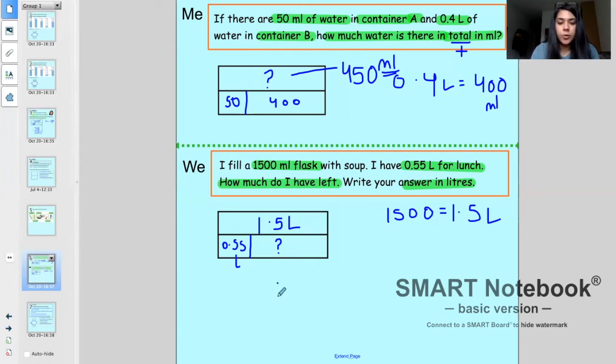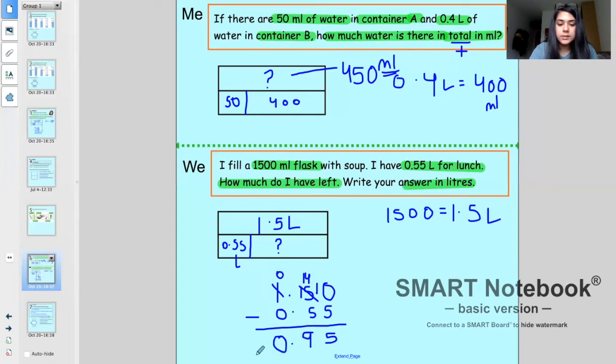So we've got 1.5 take away 0.55, and I'll put a placeholder here. So 0 take away 5, we can't do that. So I'm going to regroup here. So there we go. Okay, so 10 take away 5 gives us 5. 14 take away 5 gives us 9. And 0 take away 0 is 0.